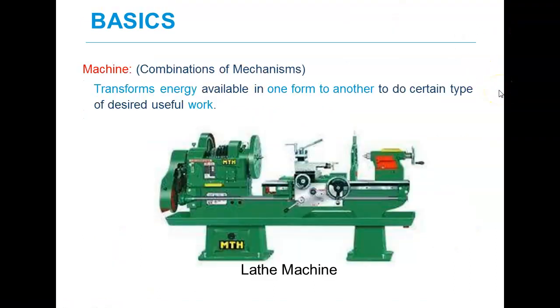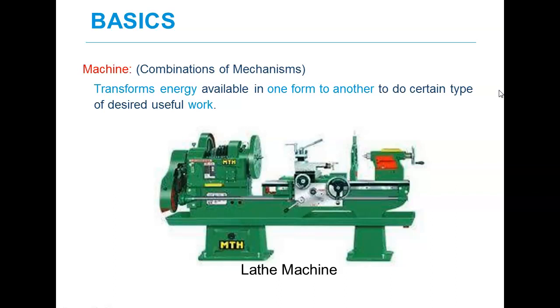Let me discuss with one example. As I said, mechanisms are classified in many categories, but the first mechanism you're going to see is the lathe machine. We know that lathe is used for drilling, facing and turning operations. So it is totally about the machining process. But how the machine functions and what mechanisms are used in that lathe machine, that plays a major role in this topic.